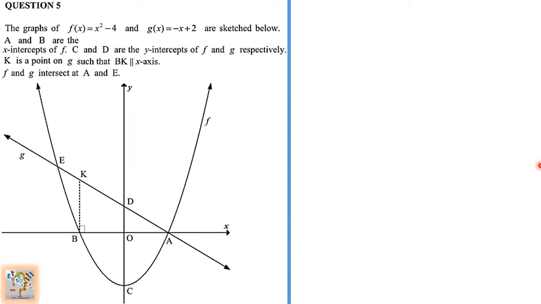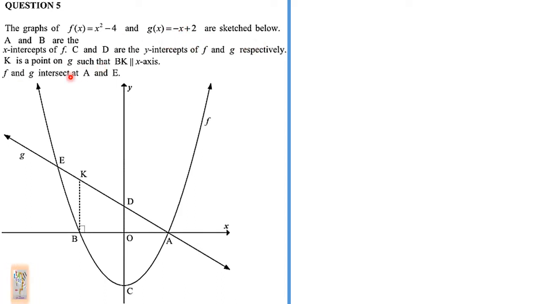Let's check. You are given a question. It says the graphs of f of x is equals to x squared minus 4. Obviously, this is a parabola, because if the exponent is 2, like I always indicated, it means you have two roots. It means it's a parabola. But for this one, the exponent of x is 1, so it's a linear equation. So you have the parabola and the straight line, or the linear equation. Now, they are sketched below.